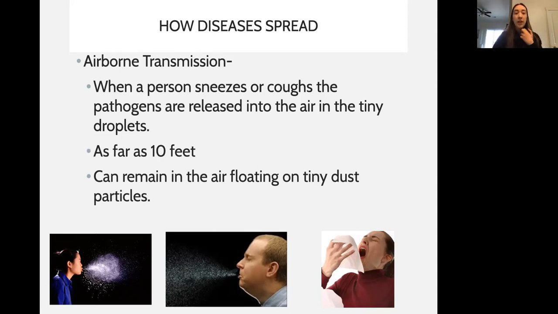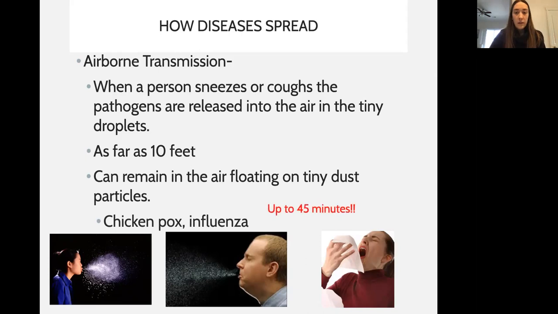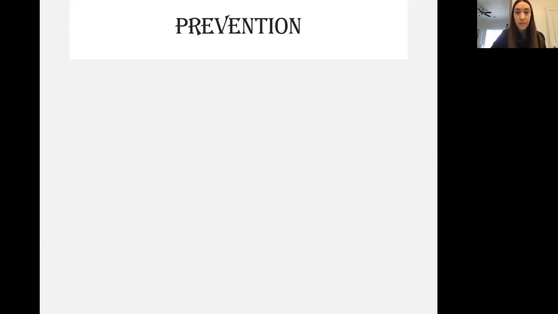So the pathogens can remain in the air floating on dust particles, which means that there could be dust going all around. If someone who's sick coughs or sneezes, it could land on anything: your phone, your computer, right, your car keys. And then if you pick it up and you touch your face, you easily could contract whatever the person sneezed had. So yeah, these dust particles can remain pathogenic for up to 45 minutes.